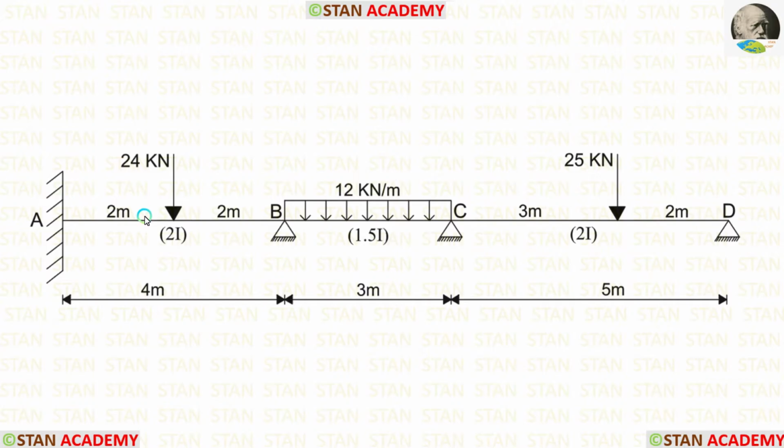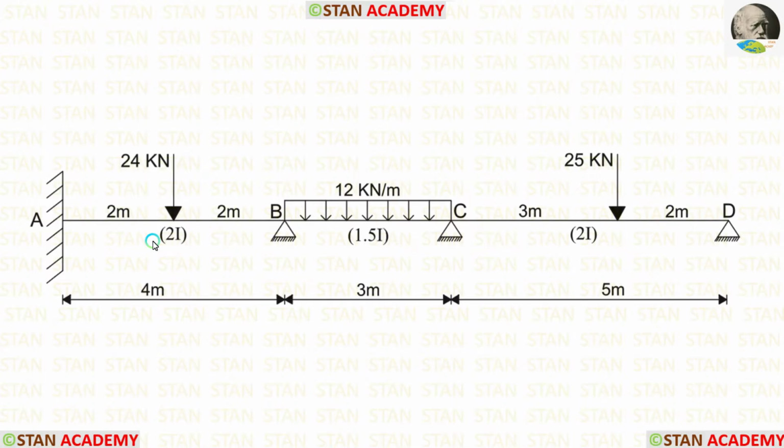In the span AB, we are having point load 24 kN acting on the center. In the span BC, we are having UDL 12 kN per meter acting for the full span. In the span CD, we are having a point load 25 kN acting at 3 meter from the point C. In the point A, there is a fixed support. In the point B, in the point C, and the point D, we are having hinged supports.